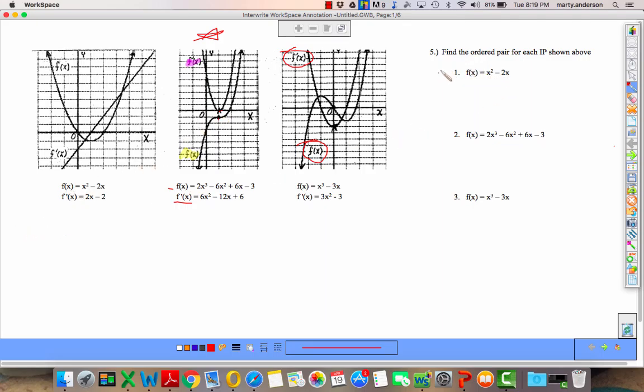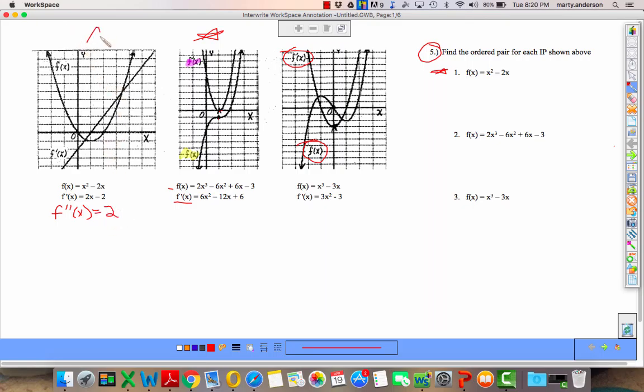So if you look at the problems down below, number 5, which is exactly these problems right here, I'm just going to use these ones over here. Here's the original function. There's the derivative. Here is the second derivative, which we write with a double prime. And the second derivative would be equal to 2.